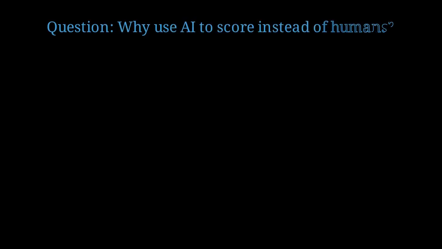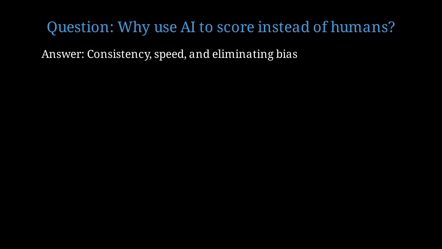Here's an important question. Why use artificial intelligence to score these ideas instead of human judges? Isn't human judgment more nuanced? The answer is threefold. First, consistency. AI scoring using the same rubric eliminates inter-rater reliability issues. Second, speed. I can score 20 ideas in 30 seconds. Human panels take hours. Third, it reduces cognitive biases like anchoring and halo effects.